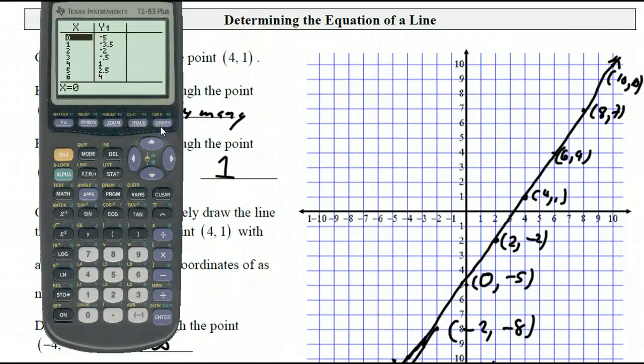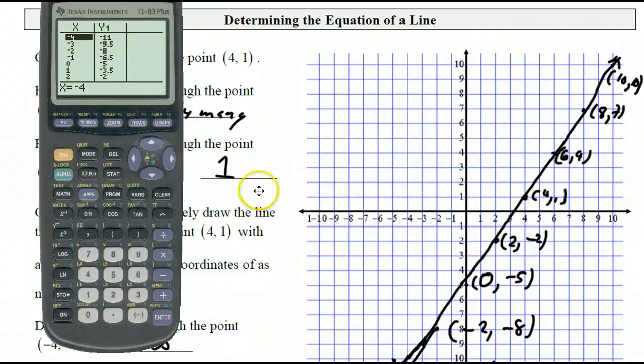So I'm going to hit graph. Oops, somehow second function was on. I guess we're in the table. But let's take a look then. We've got 0, negative 5. We've got negative 2, negative 8. We've got negative 4, negative 11.